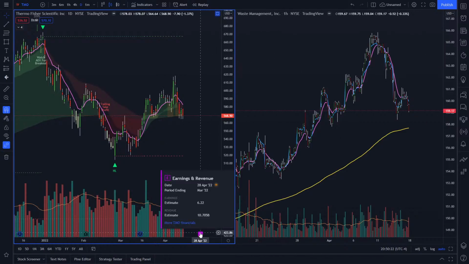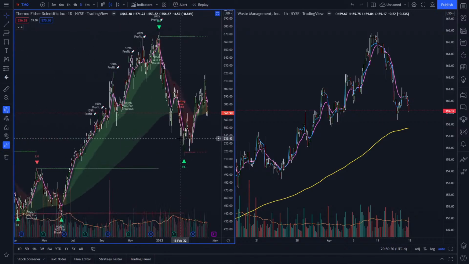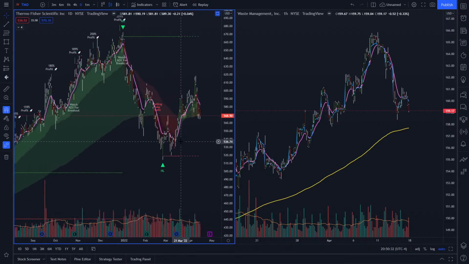It looks like they have earnings here on the 28th. What is that? Next Thursday. Looking at the daily, they've had a rough week last week. Went from about 620 to 560. That's tough.